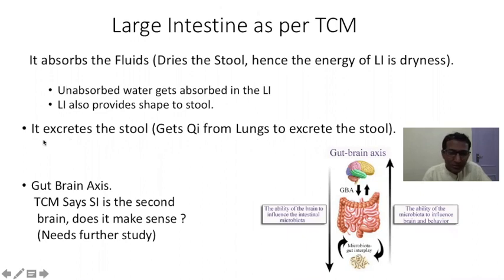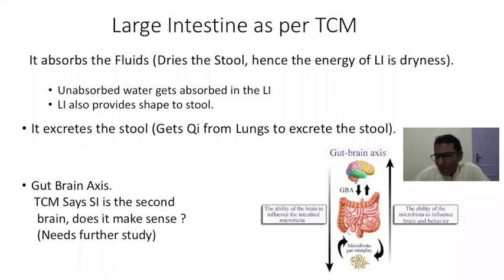This is also one of the important aspects of the large intestine. In the last class we had told that TCM says that small intestine is the second brain. Is there any kind of validation or some level of sense to it, or is it a totally nonsensical statement?